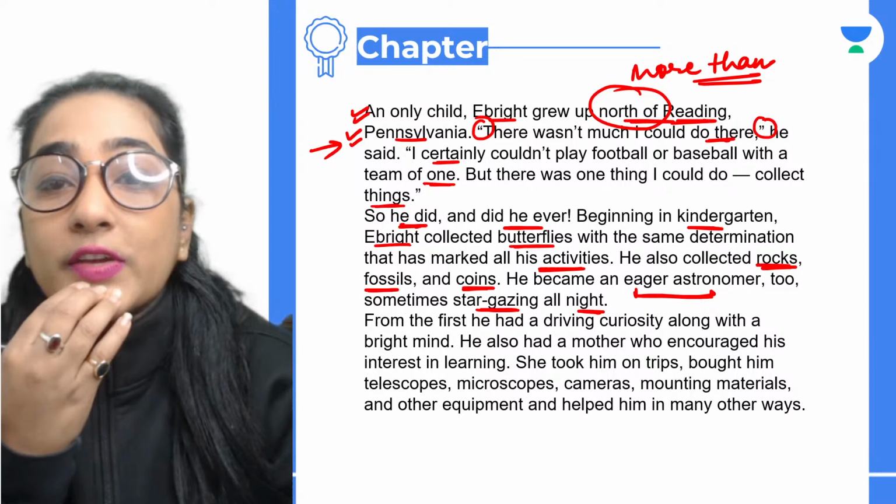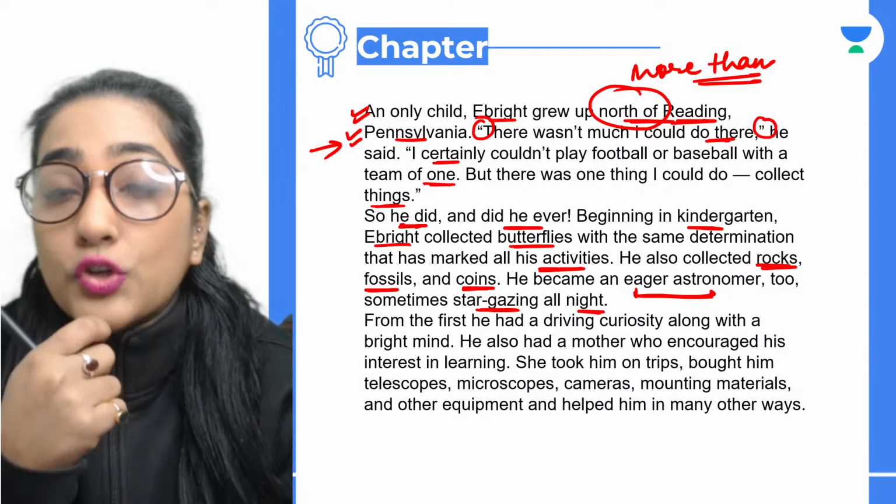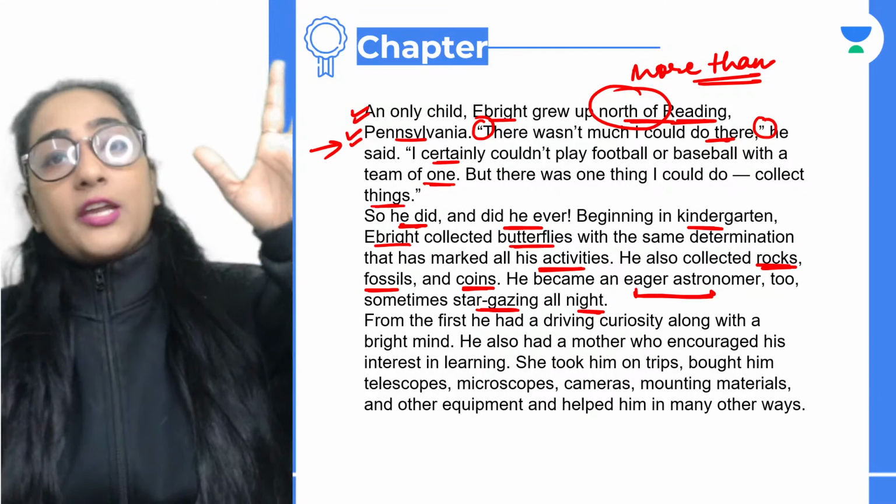So we see he became an eager astronomer. Eager means he now had curiosity about everything. An astronomer is a person who deals with astronomy, right? So what was he doing now? He would stargaze. At night he now enjoyed looking at all the stars very much.